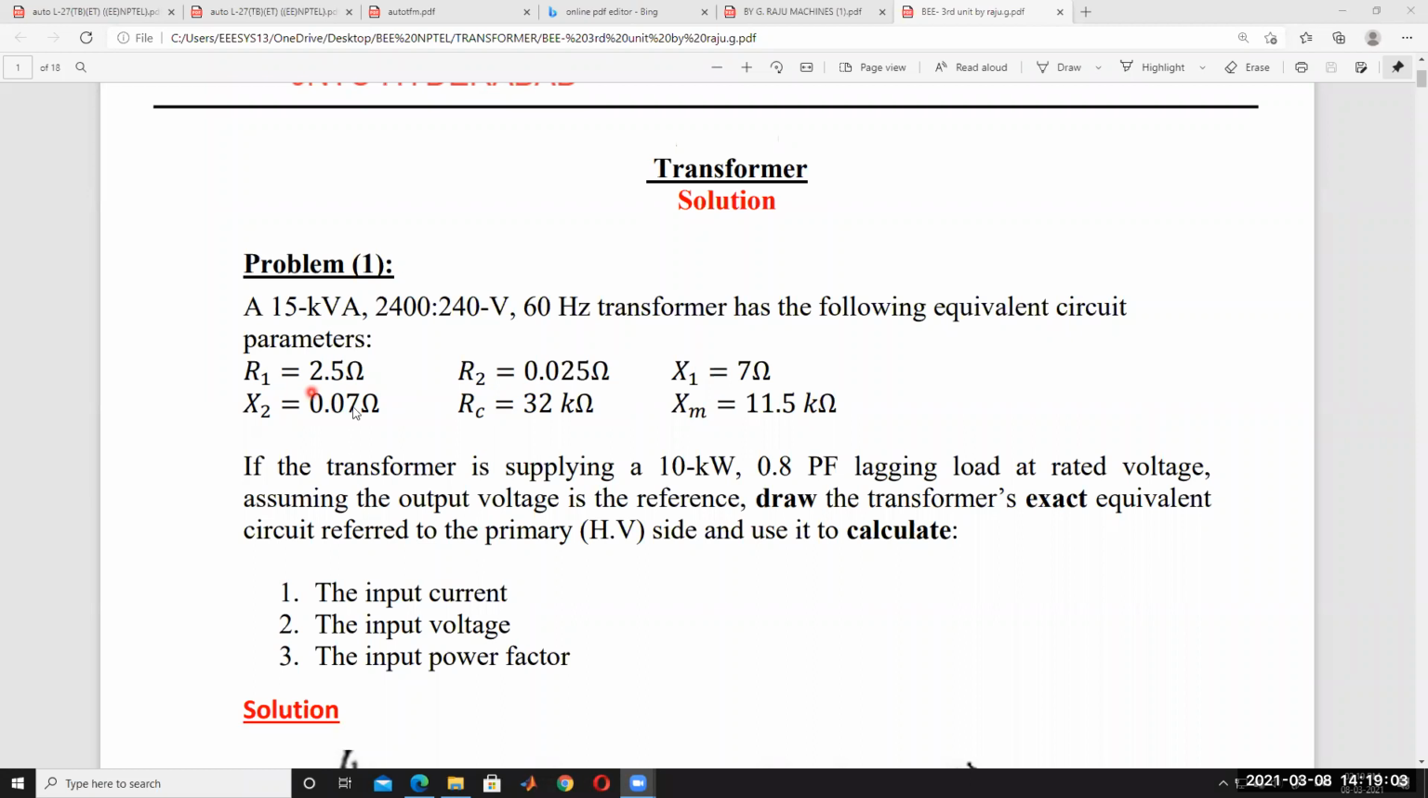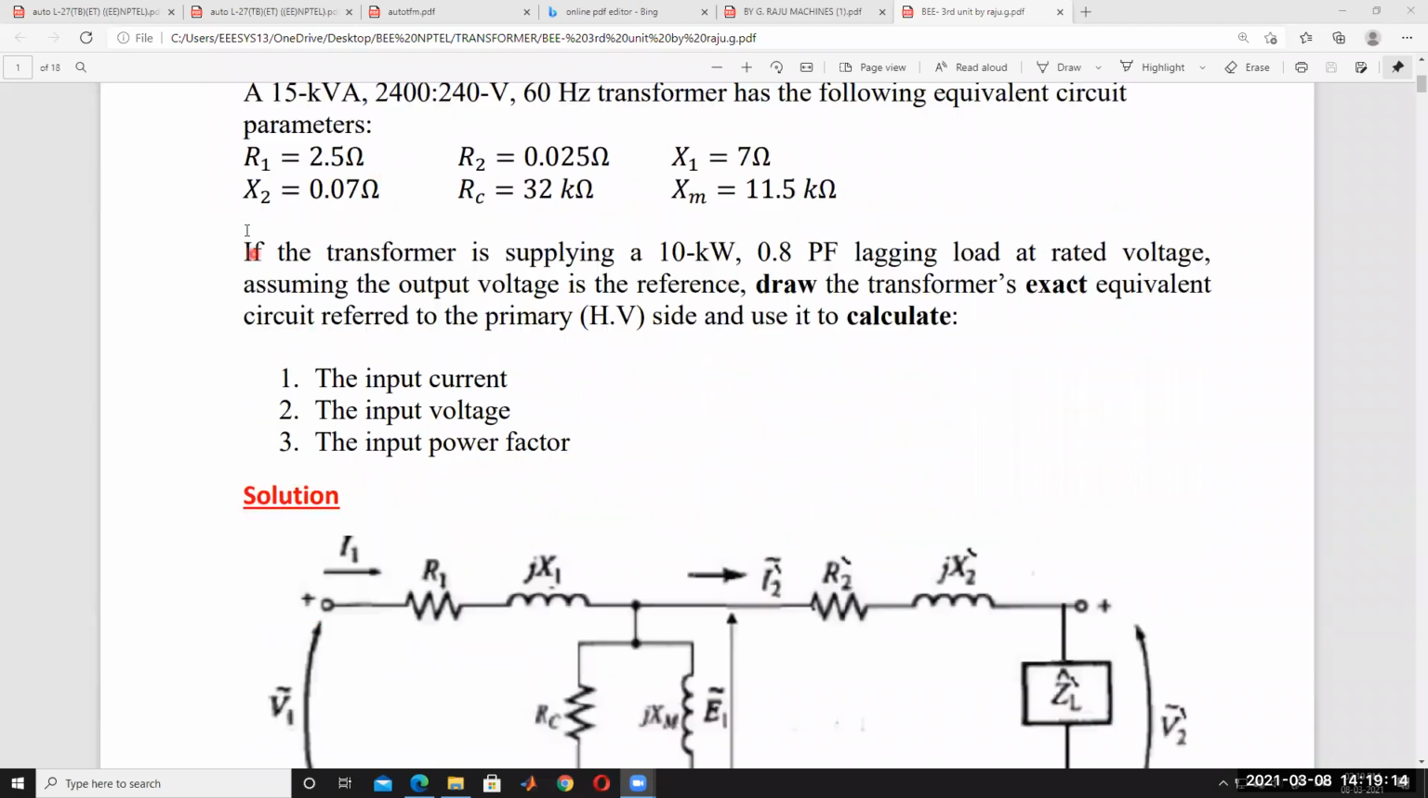So R1 is the winding resistance on the primary side and R2 is the winding resistance on the secondary side, X1 is the reactance on the primary side, and X2 likewise on the secondary. This transformer is supplying a 10 kilowatt load at 0.8 power factor lagging.